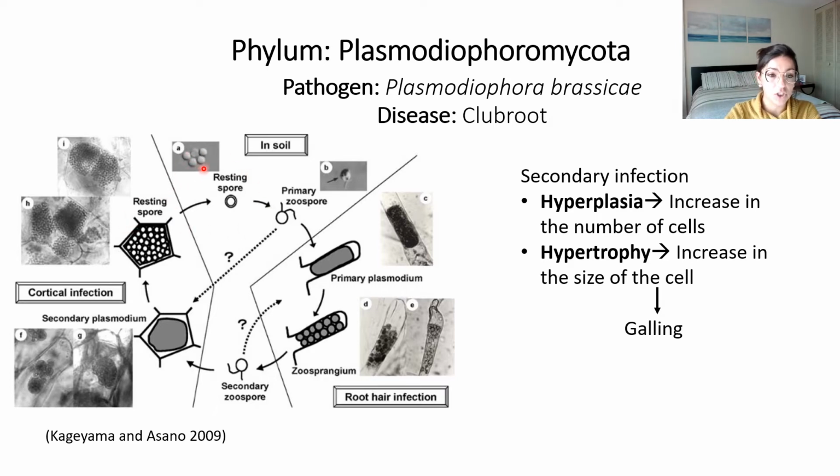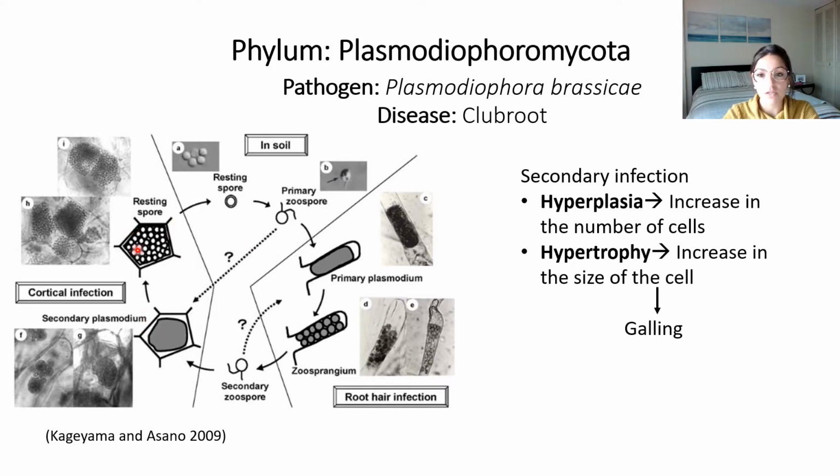pathogen life cycle continues. It is important to note that the secondary part of the pathogen life cycle is when we can see those root galls, and it happens about 7 weeks after the primary infection occurs.